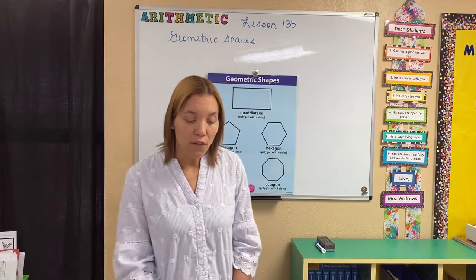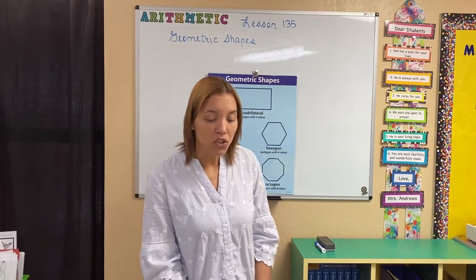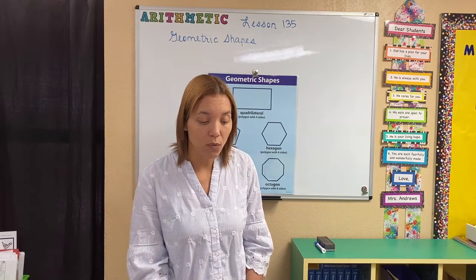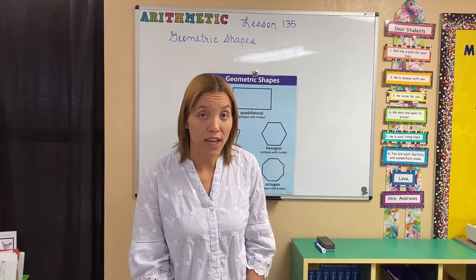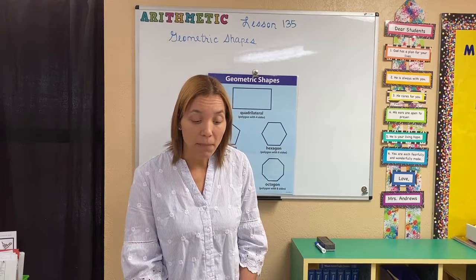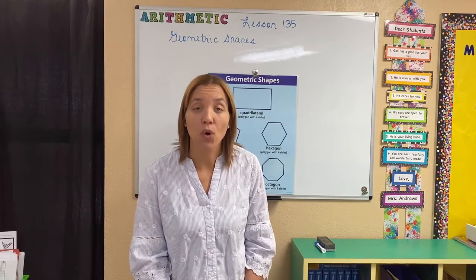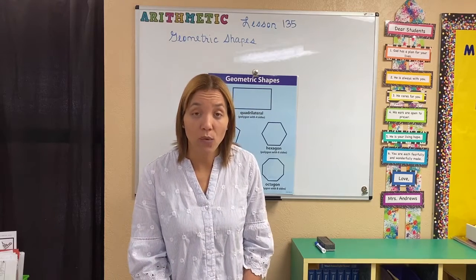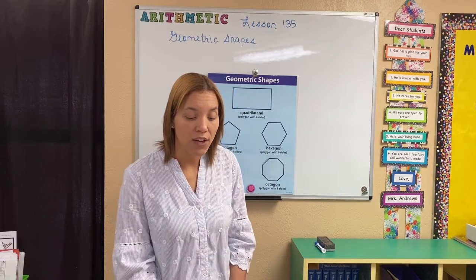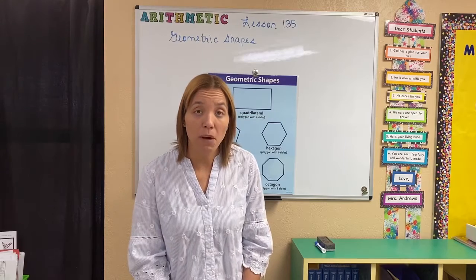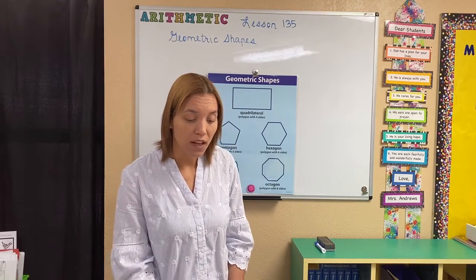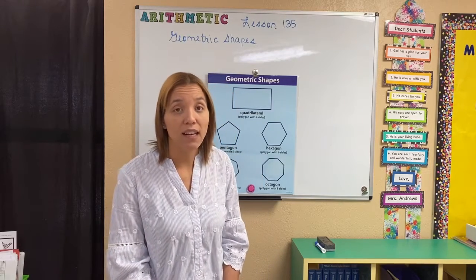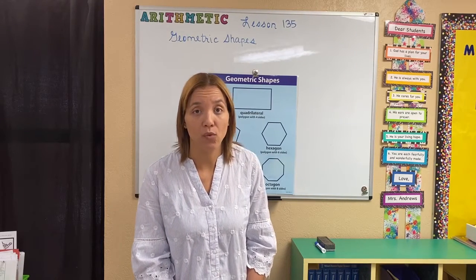Let's look at number 5. It says, name each geometric figure. For letter A, we have a triangle. Letter B, we have a rhombus. Letter C, we have a rectangle. Letter D, we have a parallelogram. Letter E, we have a trapezoid. And letter F, we have a square.